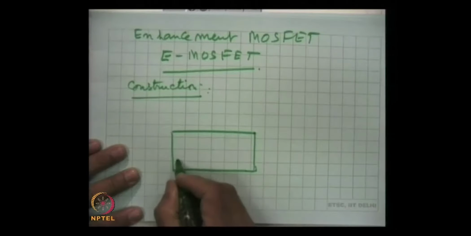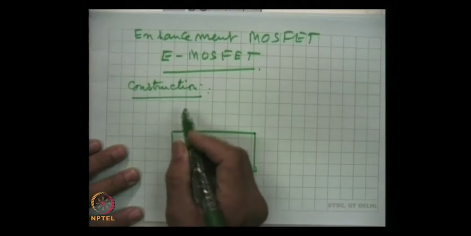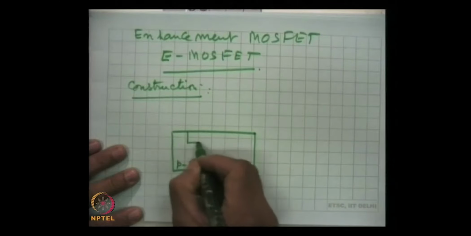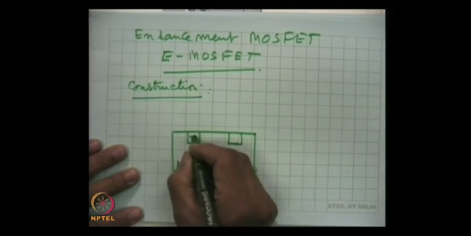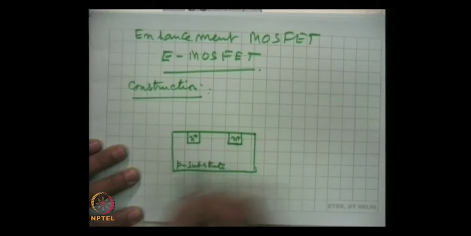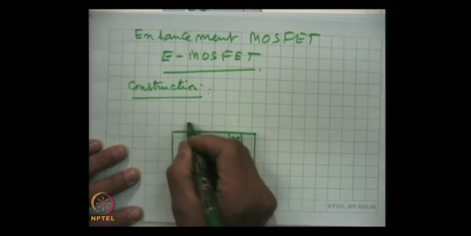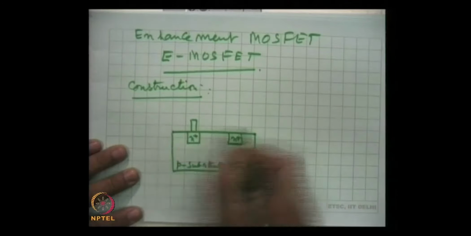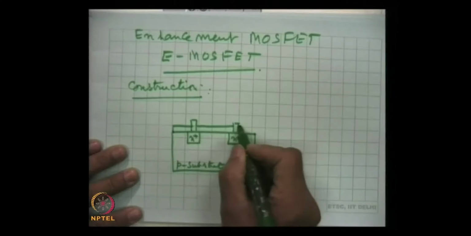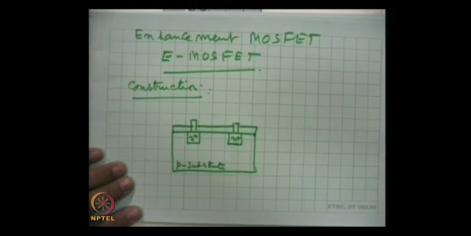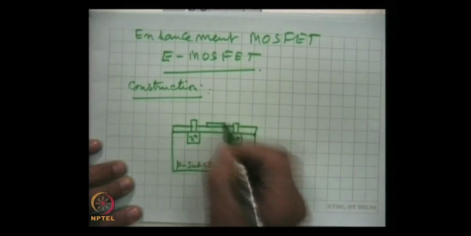This is a P substrate, and here two regions are created, heavily doped N type, and then there is an oxide layer. Over that another electrode, that is gate.